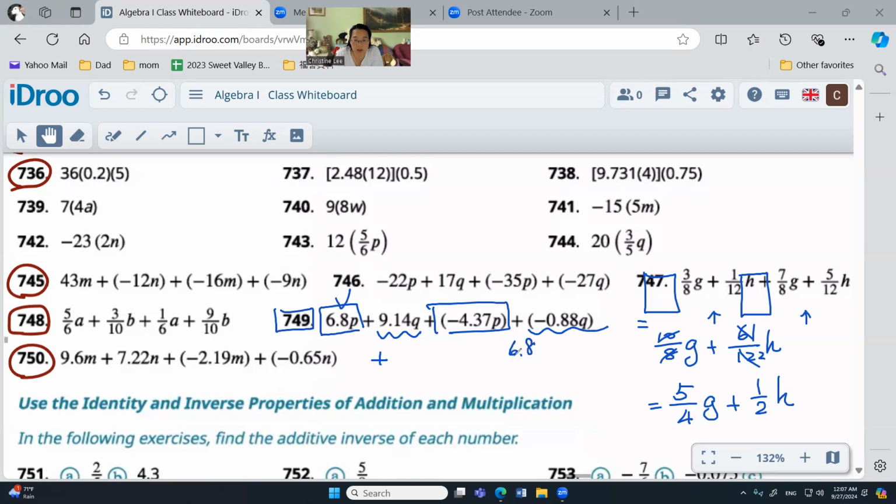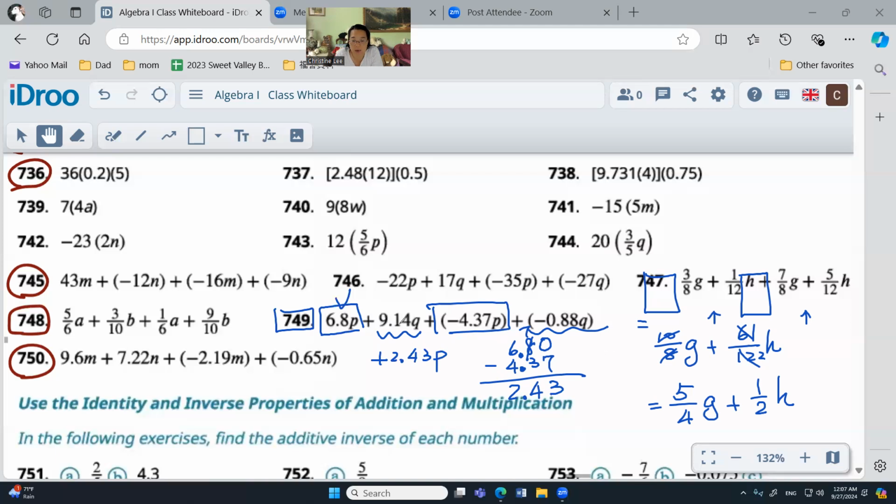So 6.8 minus 4.37. The most important thing for this is you line up the decimal. You have to line up the decimal. If you don't have anything here, put a 0. Now we can subtract. 0 minus 7, not enough. Change to 7. Then 10 minus 7 is 3. 7 minus 3, 4. 2. 2.43. So the answer is 2.43P.